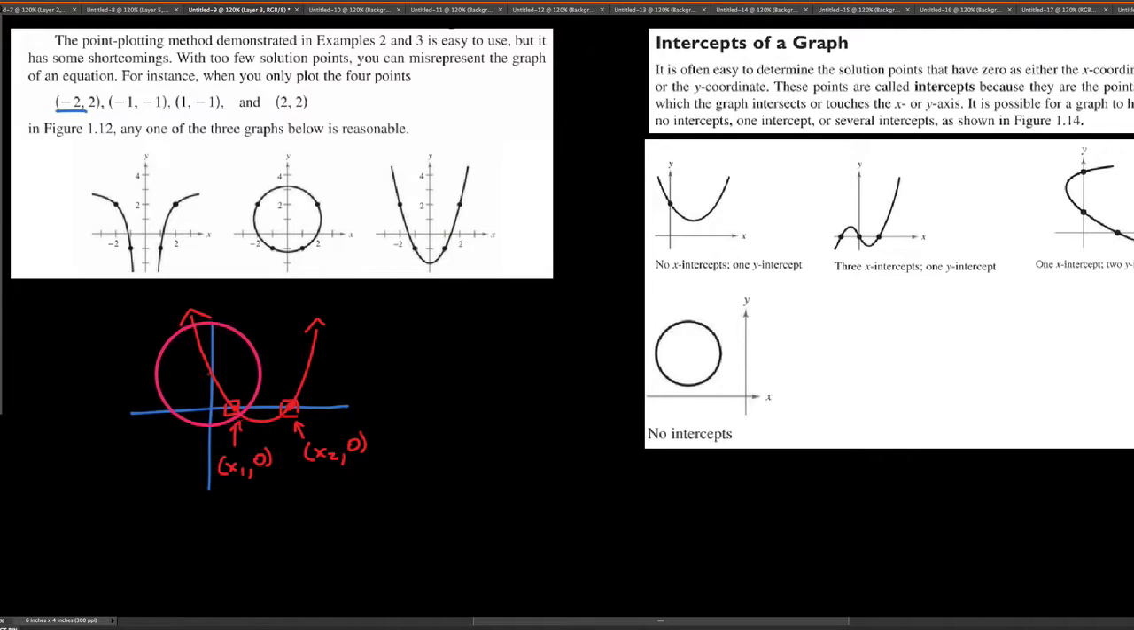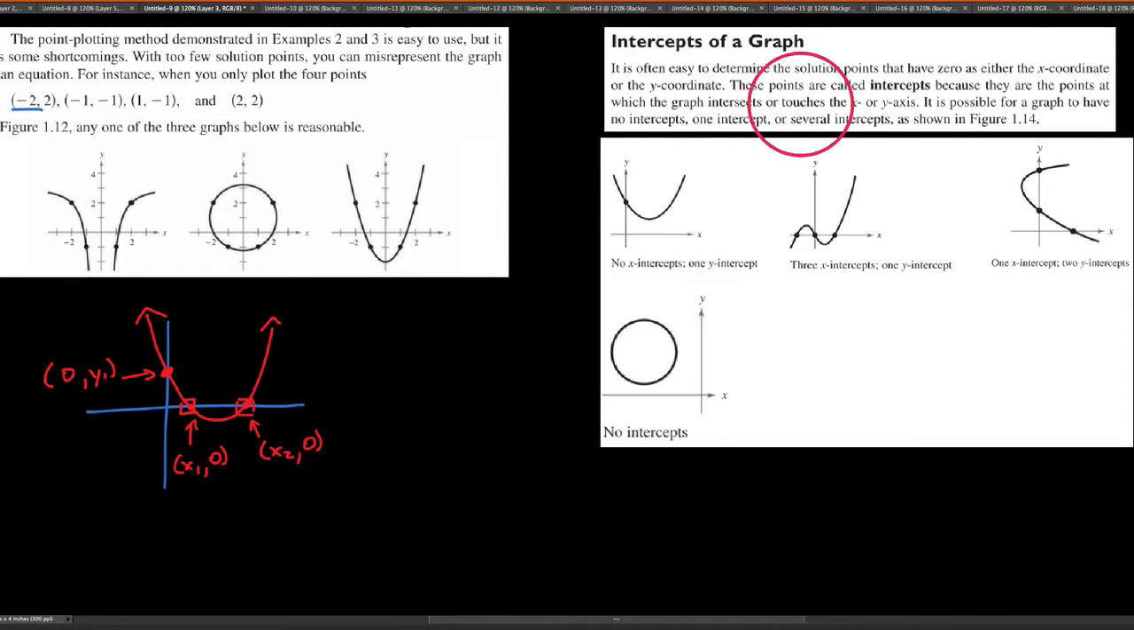Likewise, for any y-intercept where our graph hits the y-axis, we may not be able to say what that y value is, maybe it's just some general y value, but we can certainly say that the x value has to be 0 for any point on the y-axis. So any points where our graph hits the x and y axes are referred to as intercepts, because they are the points at which our graph intersects or touches those axes. It is possible for a graph to have no intercepts, one intercept, or several intercepts, and I want to take a look at a few of these here.